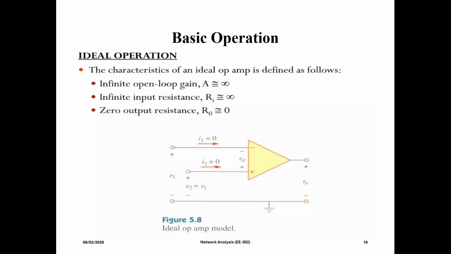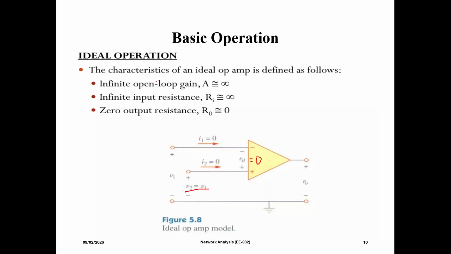Okay, but because we always use the operational amplifier with negative feedback, this assumption leads to a very useful rule. Also, because the gain is infinite, the differential voltage is 0. Here Vd will be equal to 0, and this leads to the important result, that is V2 equal to V1. So that means the two input terminals are at the same voltage, which is called the virtual short.